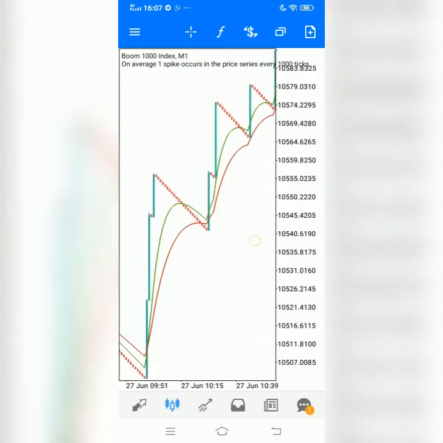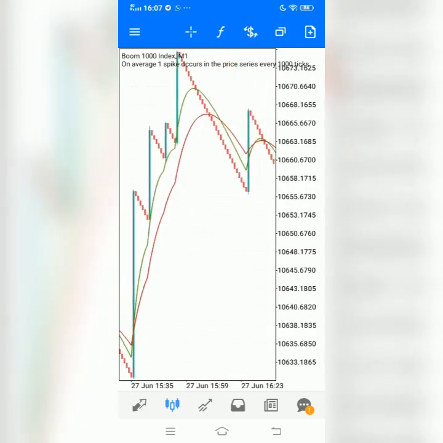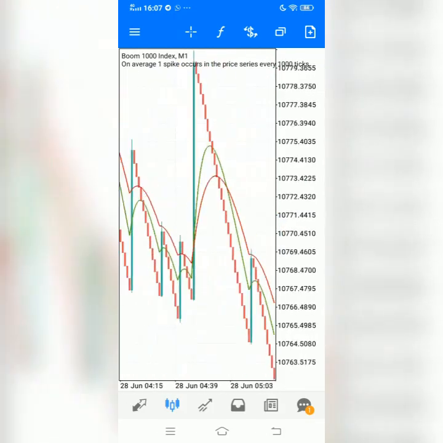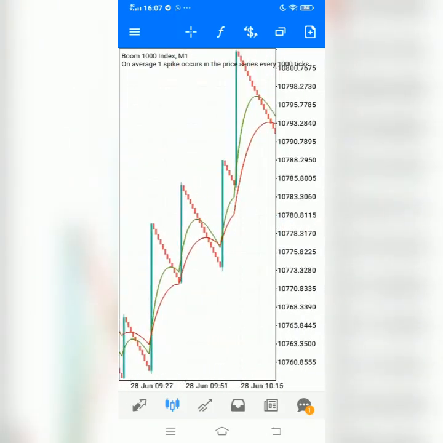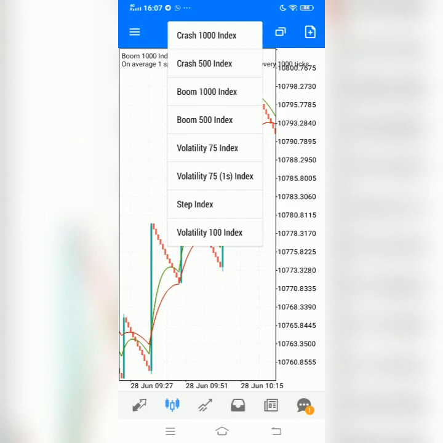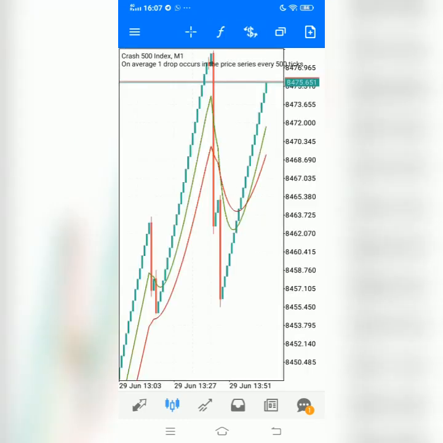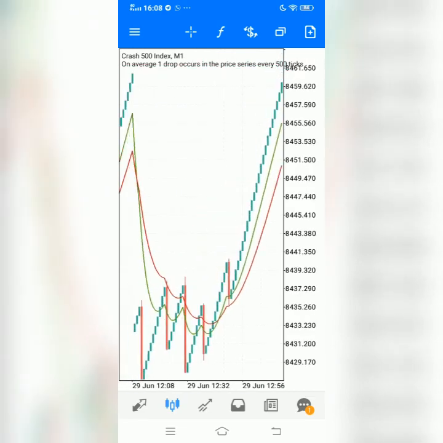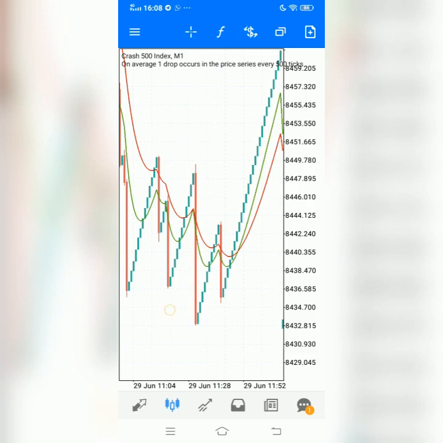So that's how simple the strategy is, guys. It's really effective. Like I say, no strategy is 100%, but the wins are way more than the losses. So let's check crash 500. So with crash 500, it works exactly the same, just of course, other way around. So let's see.